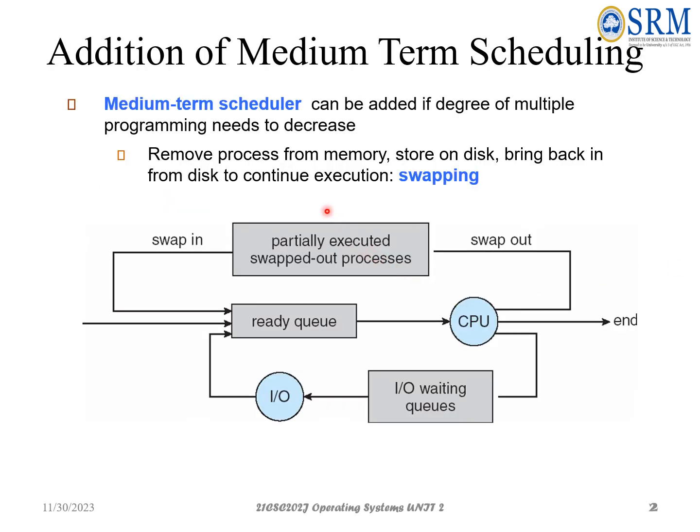Coming to the mid-term scheduler, this is a more important thing. We have a swapping technique in the mid-term scheduler. We can reduce the degree of multiprogramming by removing the process from memory. Right, removing the process from the memory, simply.